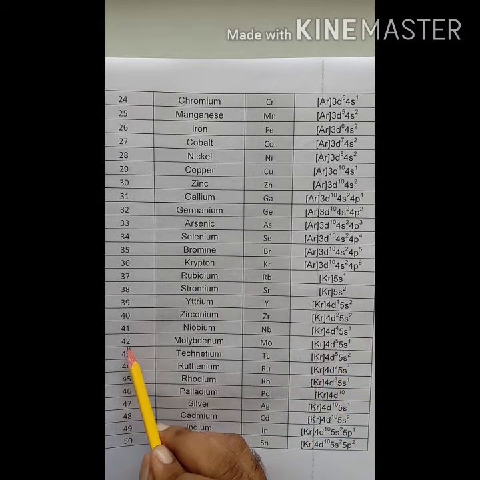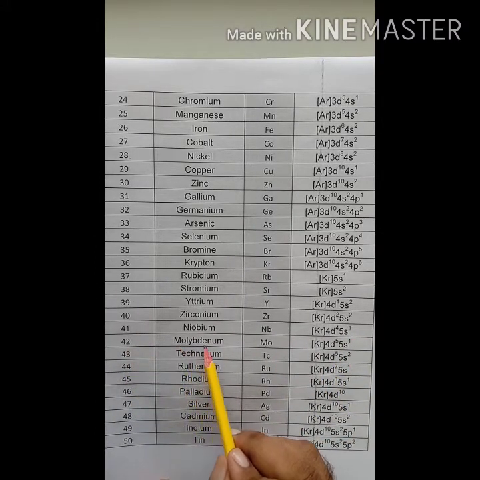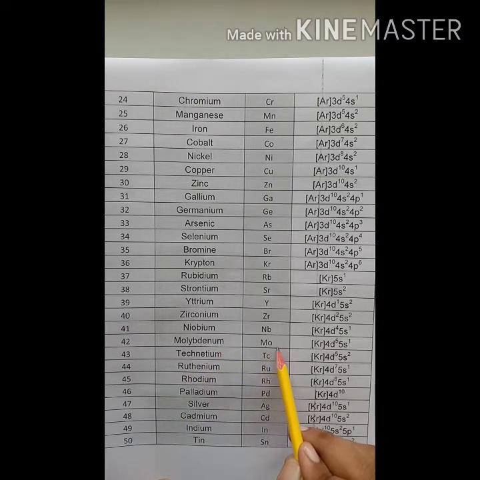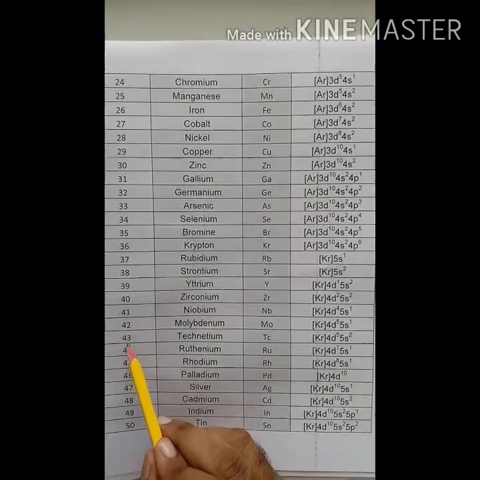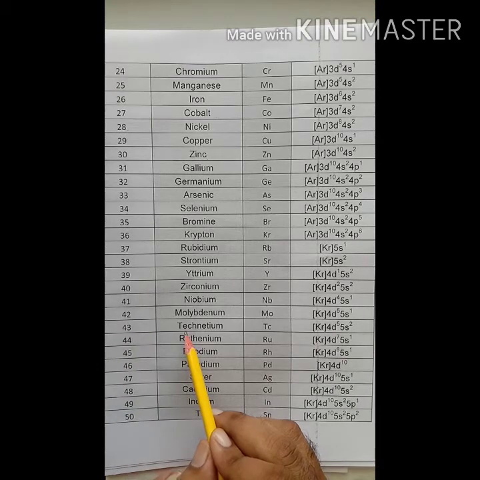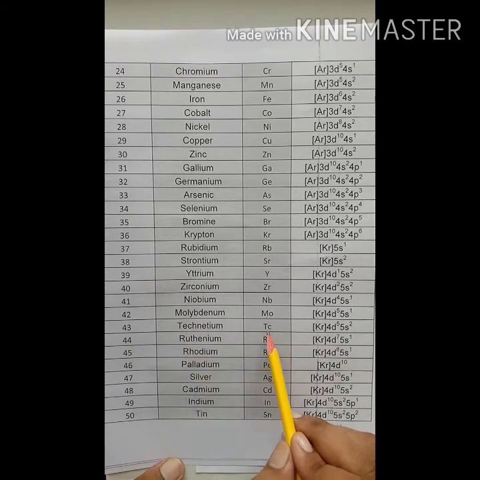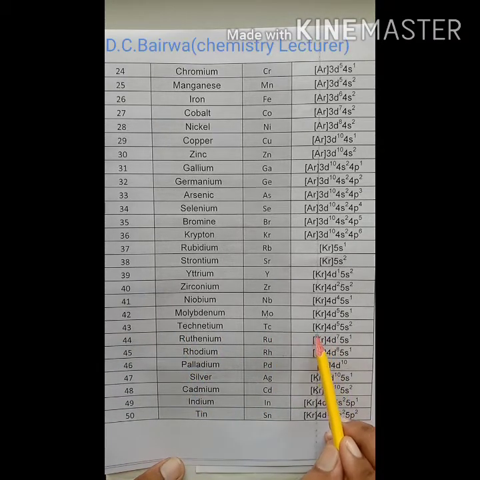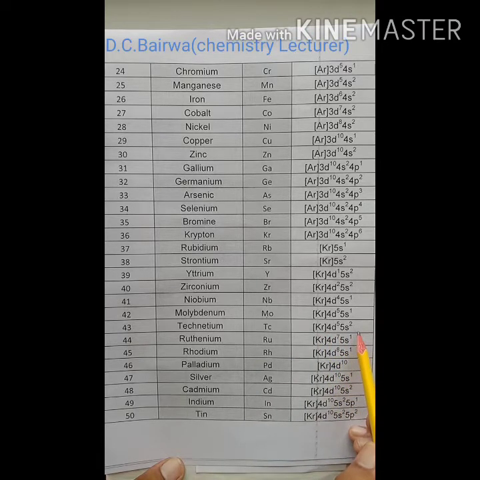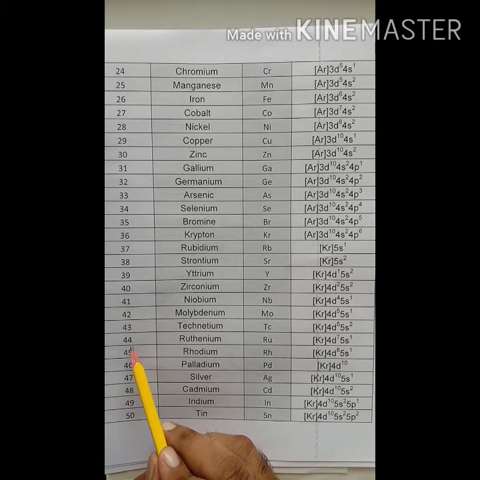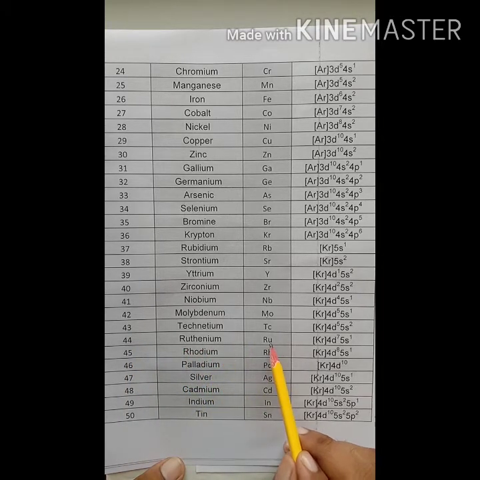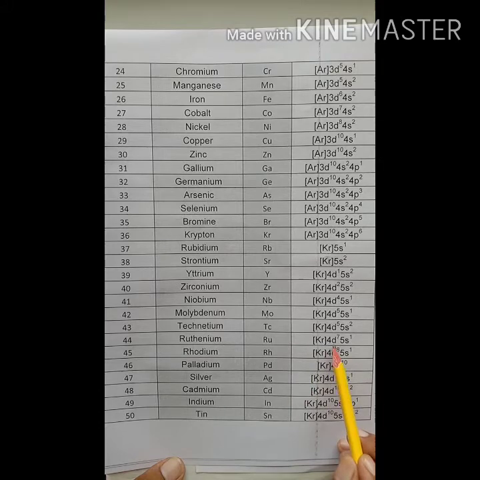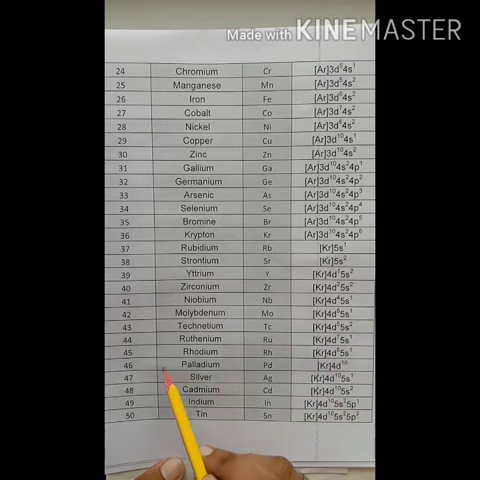The next atomic number is 42. Name of element is molybdenum. Symbol is Mo. Electronic configuration is Kr 4d5 5s1. The next atomic number is 43. Name of element is technetium. Symbol is Tc. Electronic configuration is Kr 4d5 5s2. The next atomic number is 44. Name of element is ruthenium. Symbol is Ru. Electronic configuration is Kr 4d7 5s1.